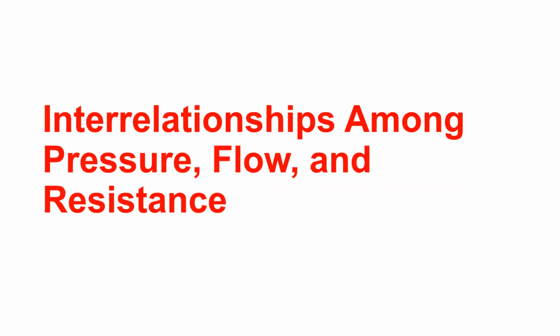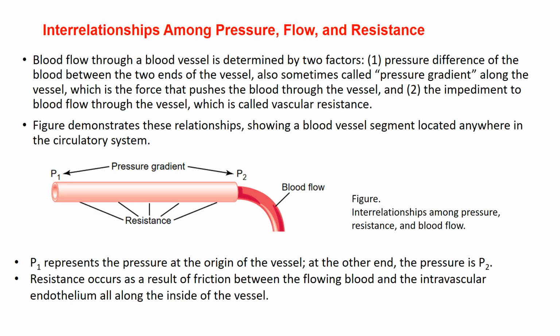Interrelationships among pressure, flow, resistance. Blood flow through a blood vessel is determined by two factors. 1. Pressure difference of the blood between the two ends of the vessel, also sometimes called pressure gradient, along the vessel, which is the force that pushes the blood through the vessel. 2. The impediment to blood flow through the vessel, which is called vascular resistance. The figure demonstrates these relationships, showing a blood vessel segment located anywhere in the circulatory system.